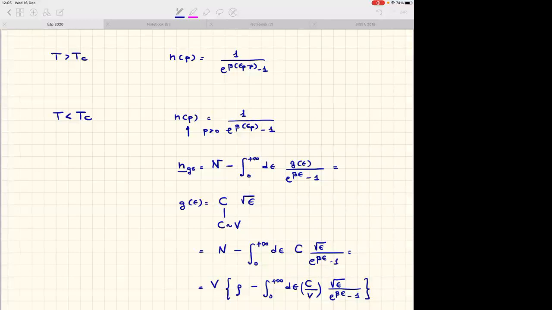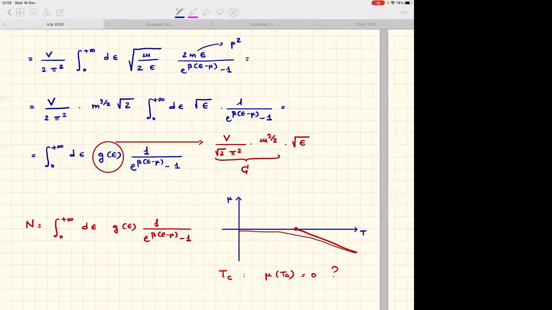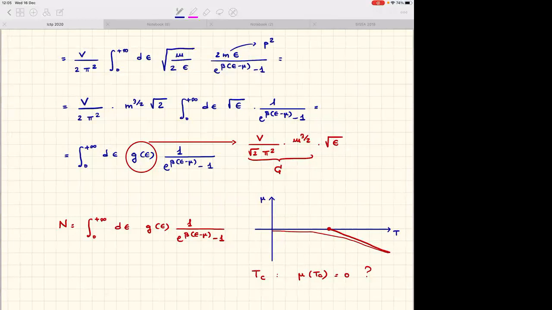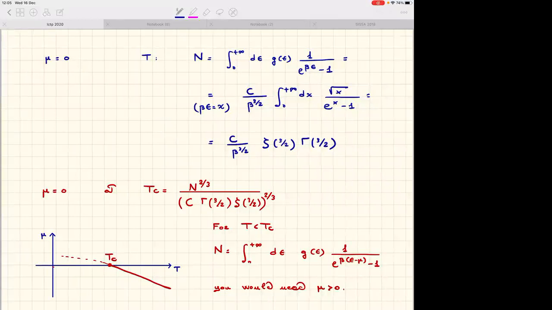Let me discuss the following thing. You might be under the impression that Bose-Einstein condensation is something that always happens, for all systems. So if I take bosons and put them somewhere, at some point I reduce the temperature and I will get Bose-Einstein condensation.